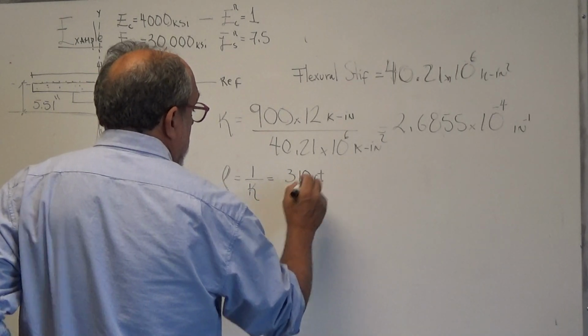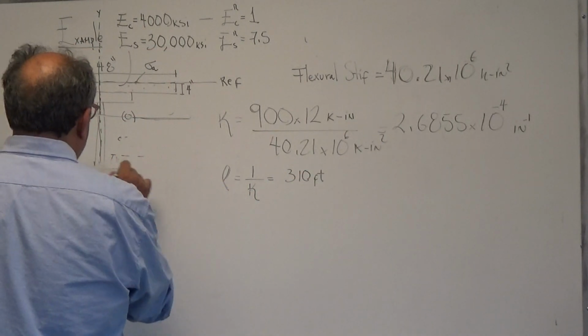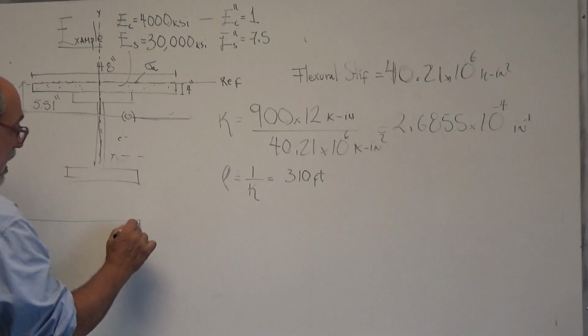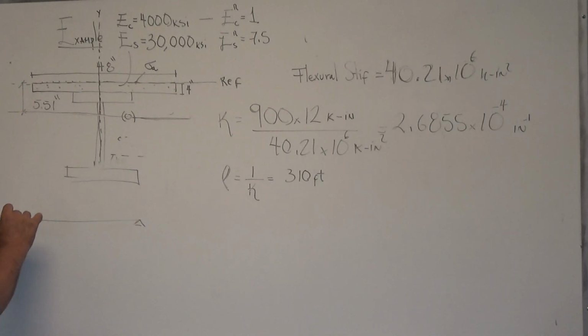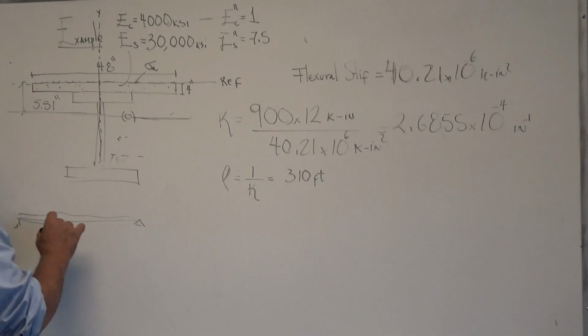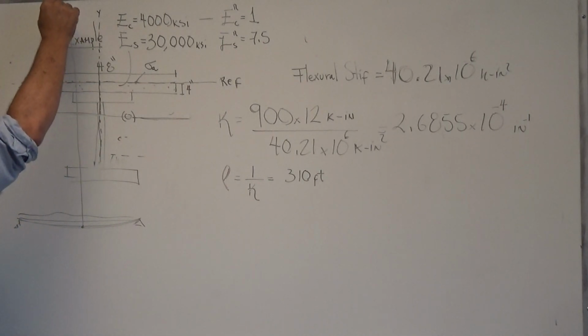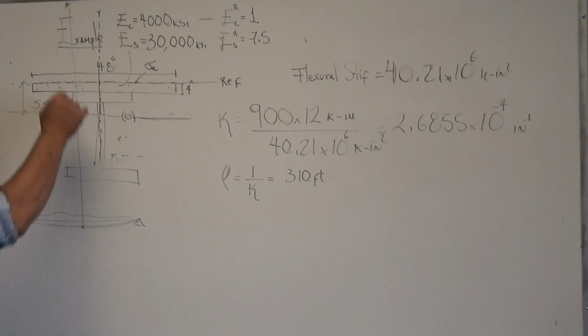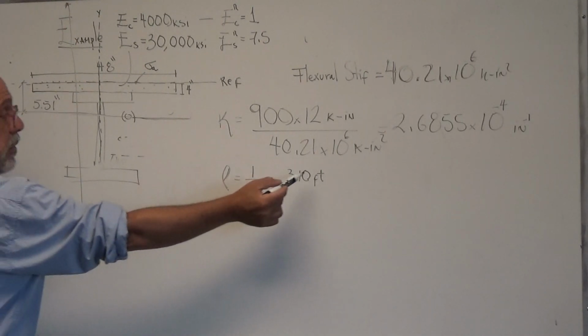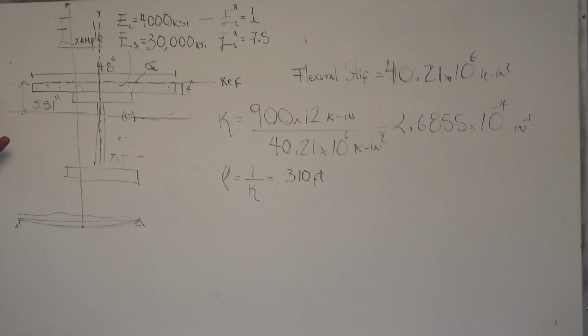So that means that in this beam, when we put the loading and the beam deforms, at this point, where the curvature is biggest, if we wanted to know how curved it is, the compass opening would have a radius of 310 feet. Okay?